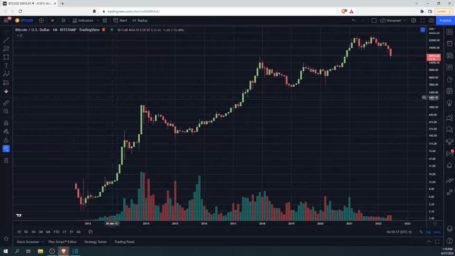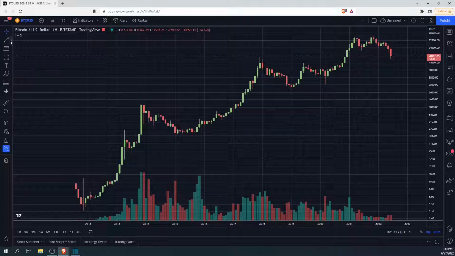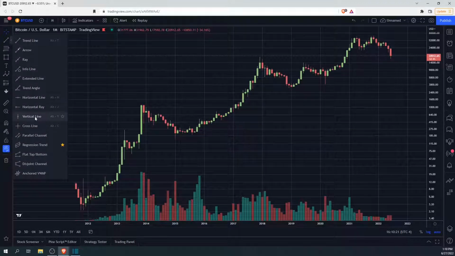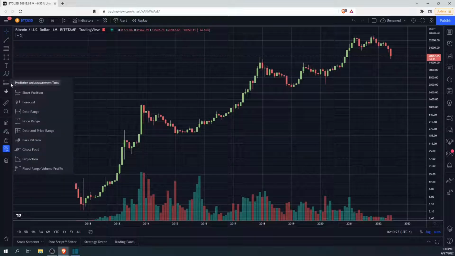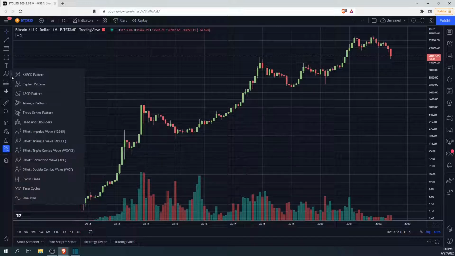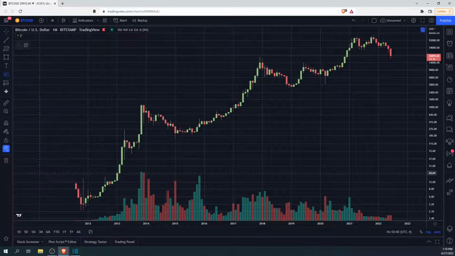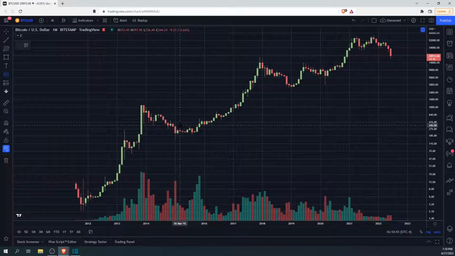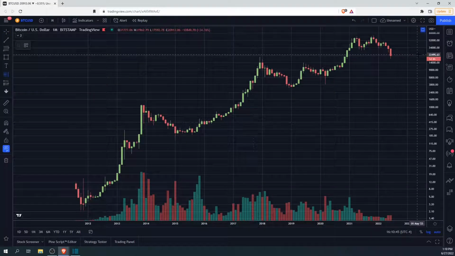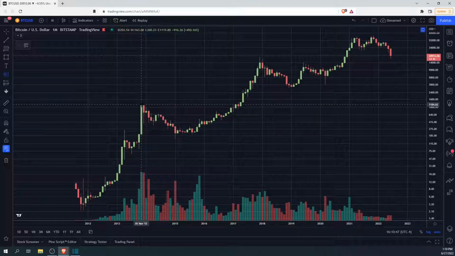So now let's look at our macro here and see what's really taking place. For this, we're going to switch over to our vertical line. Actually, we're not going to switch to the vertical line. What we're going to do is go over to our patterns, and then go all the way down here and put in our cyclical lines. What we're looking for is to see where the macro highs are, where the macro lows are, and then potentially project out into the future where our highs and lows would be.